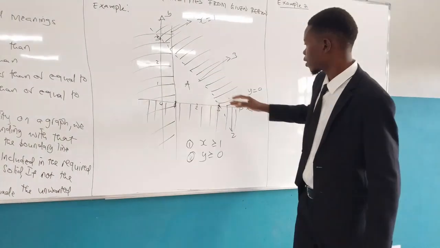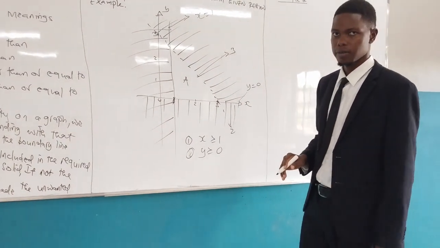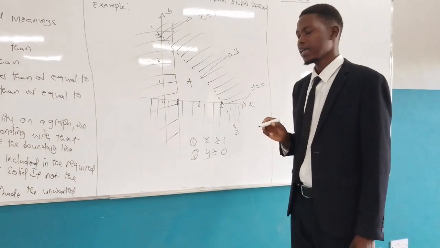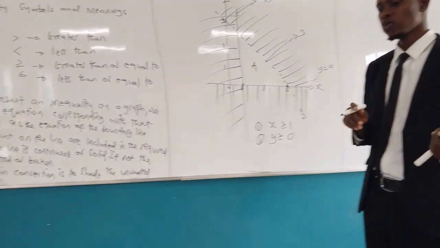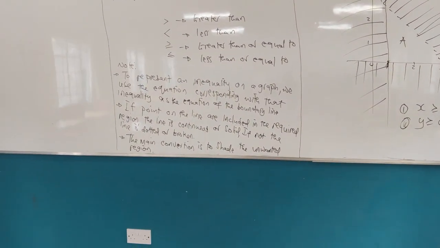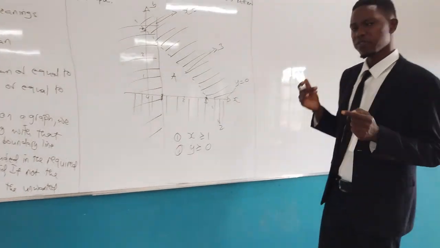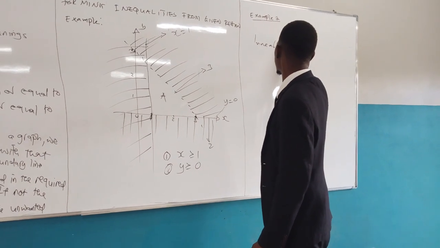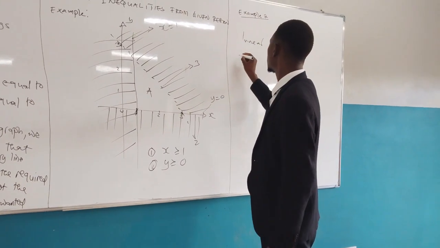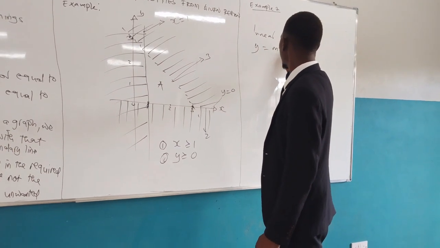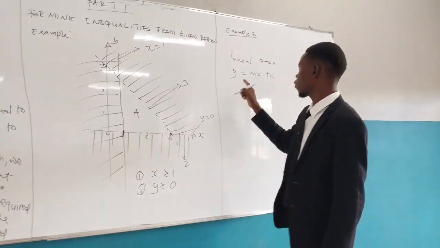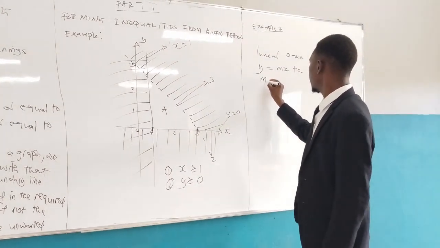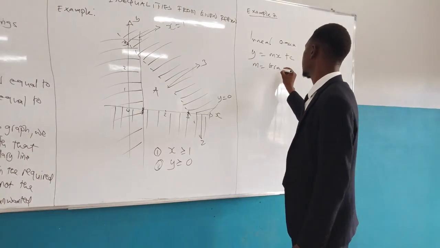So let's come to inequality number 3. For line number 3, this is going to be a linear inequality. If we go back to our knowledge, we can reflect that the general formula for a linear equation is y equal to mx plus c. Okay, y equal to mx plus c. Now, what is m? It's called the gradient.